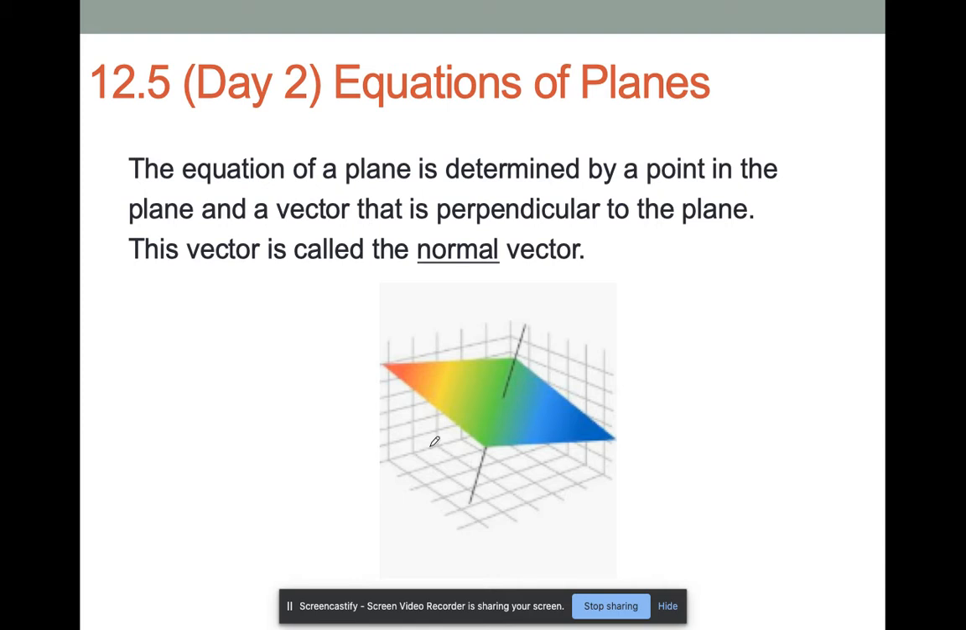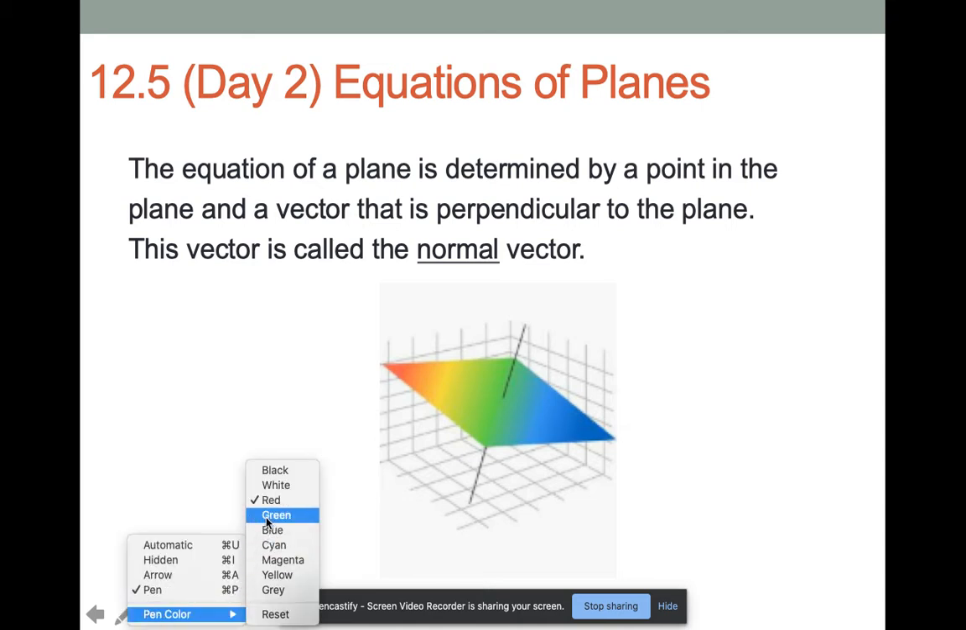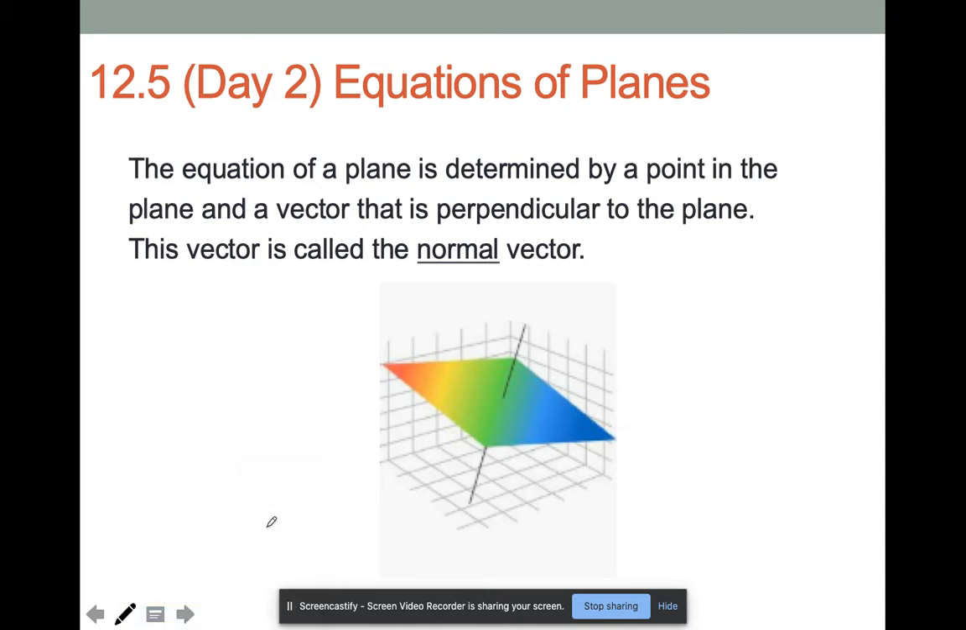And that is because a plane in 3D space is determined by a point on the plane and a vector that is perpendicular to the plane. Now, this point could be anywhere, because if the vector is perpendicular at one point in the plane, then it's perpendicular to any of the points in the plane. This vector is called the normal vector.